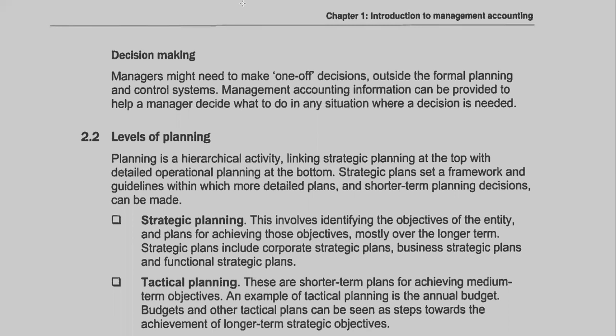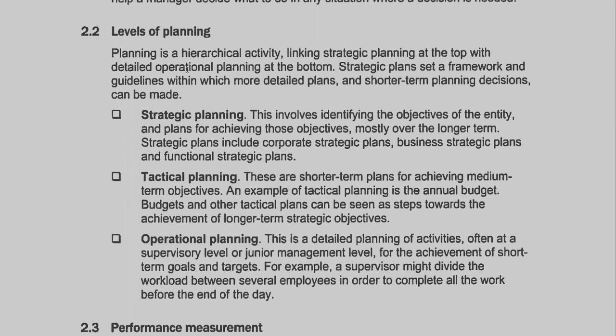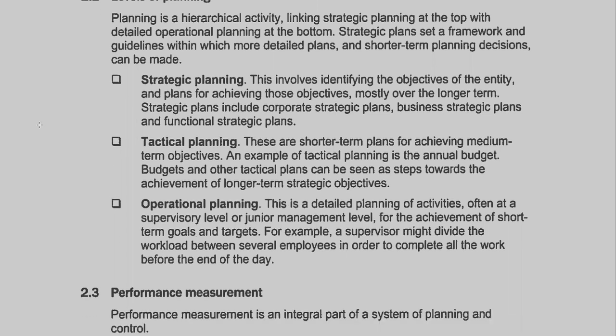So we have seen the 3 aspects that are very important in management accounting, or what your whole syllabus actually covers. It is these 3 aspects. Then we have the levels of planning. Planning is a hierarchical activity linking strategic planning at the top with detailed operational planning at the bottom. Strategic plans set a framework and guidelines within which more detailed plans and shorter term planning decisions can be made. So we start with strategic planning.